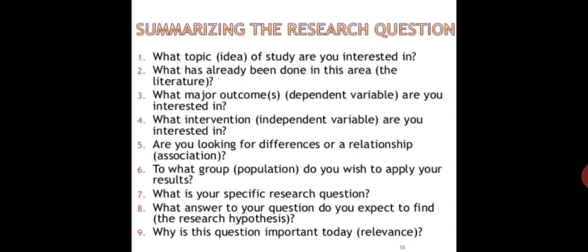Second, what has already been done in this area, the literature review. You have to review the literature to look at the already existing studies which are already done in that area. Number 3, what major outcomes (dependent variable) are you interested in, and what intervention (independent variables) are you interested in? You have to look at the already existing literature, and then you have to decide what would be your topic of research and what would be your independent variables and dependent variables.